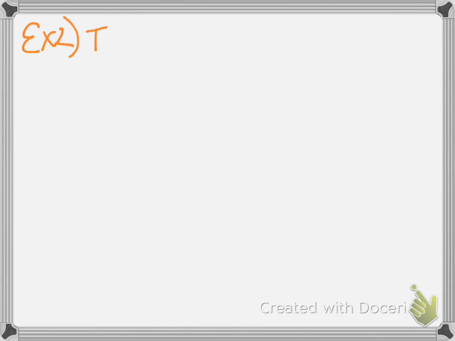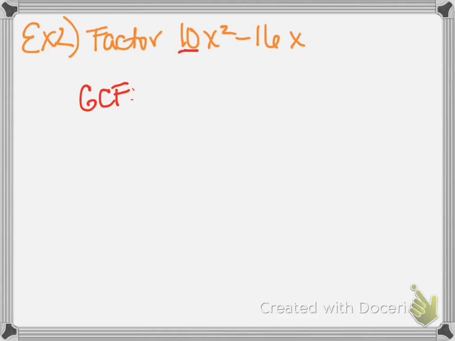Example 2. Factor 10x squared minus 16x. So we'll start out, greatest common factor between 10 and 16. So let's see, 5 goes into 10 but not into 16. 2 goes into 10 and into 16. And I think that's it. We got 2. So we'll divide by 2.